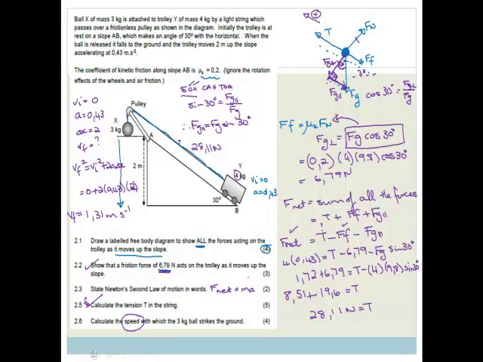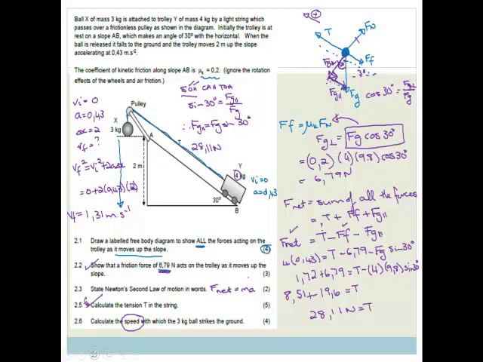So the trick with that question was to realize that it wasn't accelerating towards the ground with acceleration due to gravity of 9.8, but because it was dragging the trolley behind it, it was accelerating with the same acceleration as the trolley, which was 0.43 meters per second squared. Right, grade 12, nice tricky question.